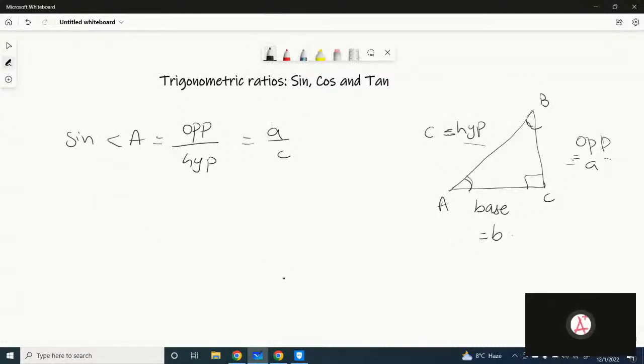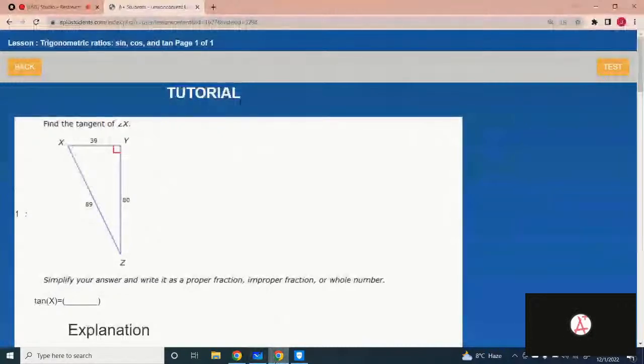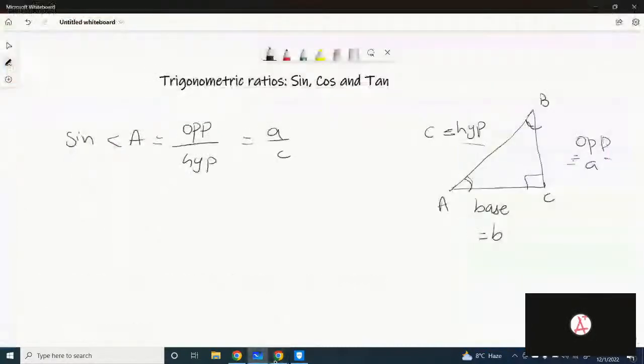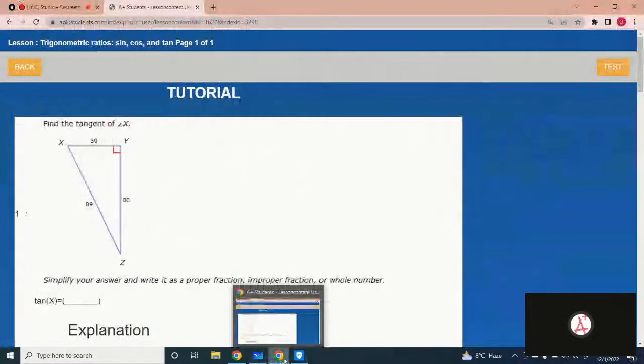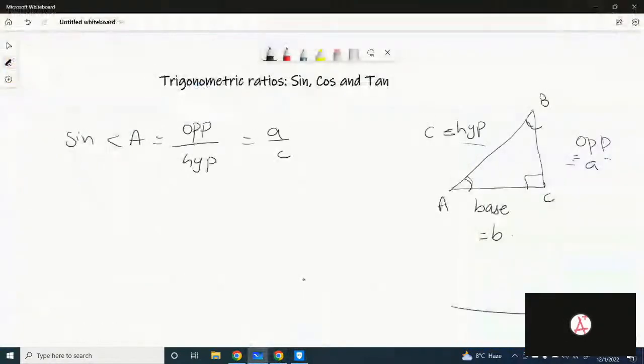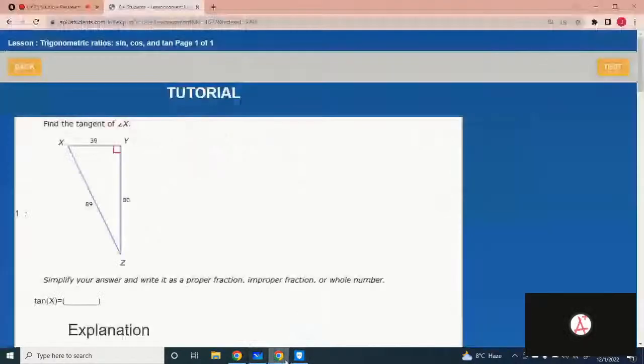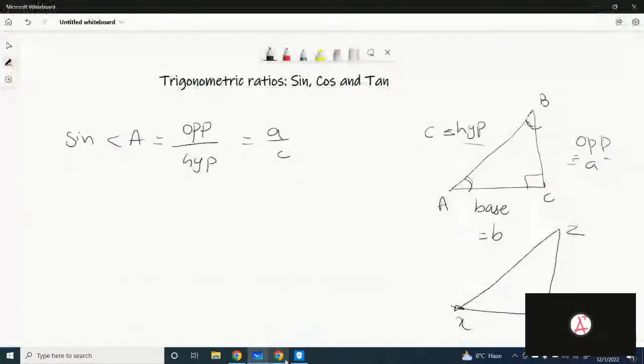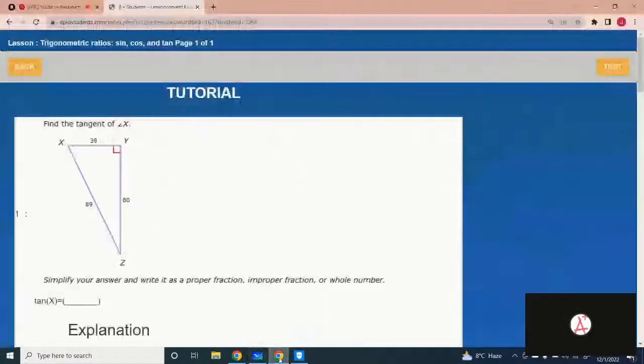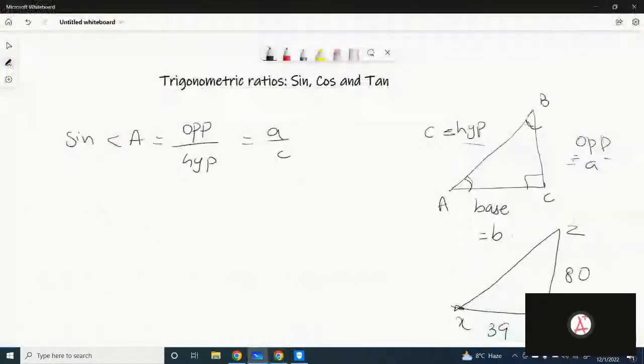The one that is in the tutorial, I'm going to use this one: 39, 80, and 89. Because I want to explain an example and the general case side by side. X, Y, and Z. It is an upside down triangle. I am drawing X, Y, and Z. XY is 39, YZ is 80, and XZ is 89. This is the triangle.